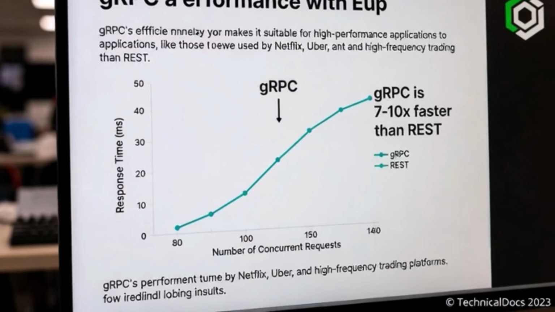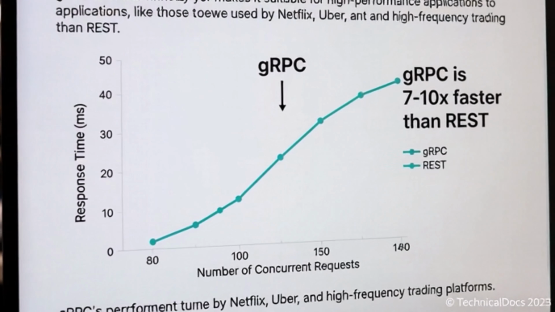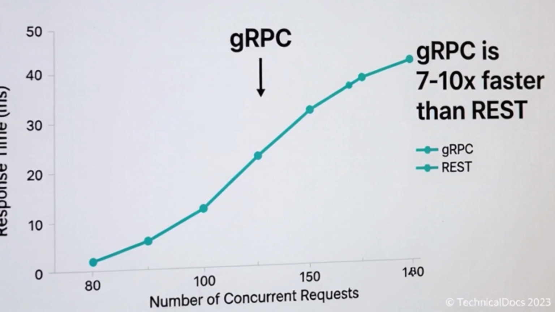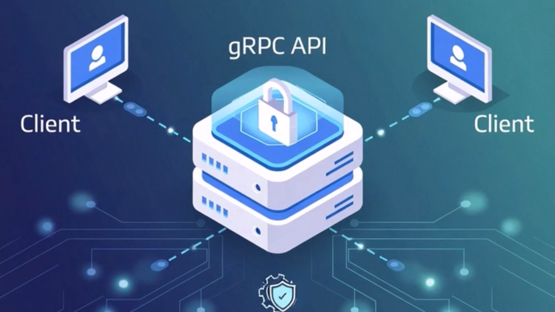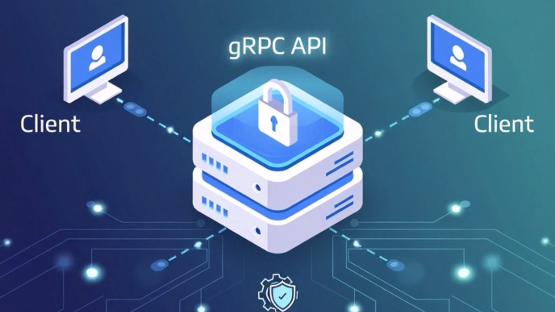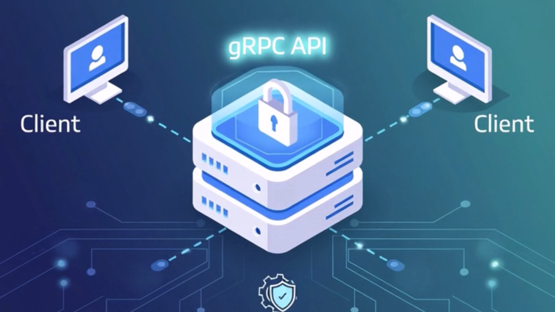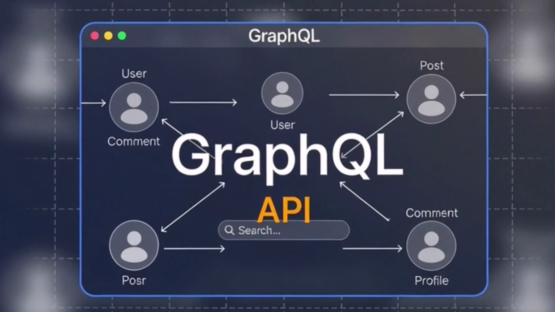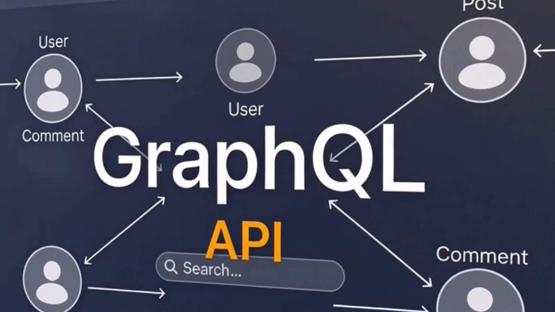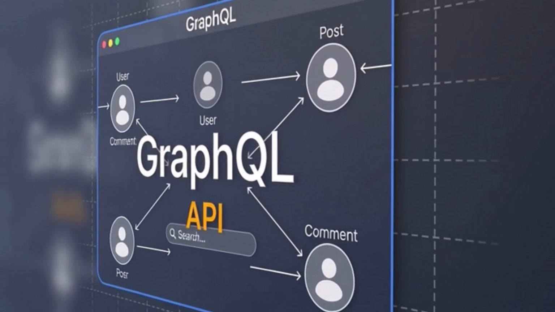That's why companies like Netflix, Uber, and high-frequency trading platforms use it behind the scenes. Now, speed is great, but what if you want precise control over the data you receive? So, this is the next, GraphQL API. GraphQL stands for Graph Query Language, and it completely changes how APIs work.